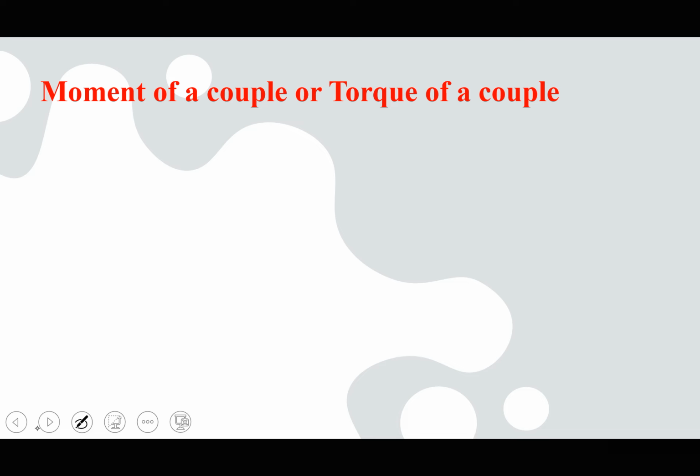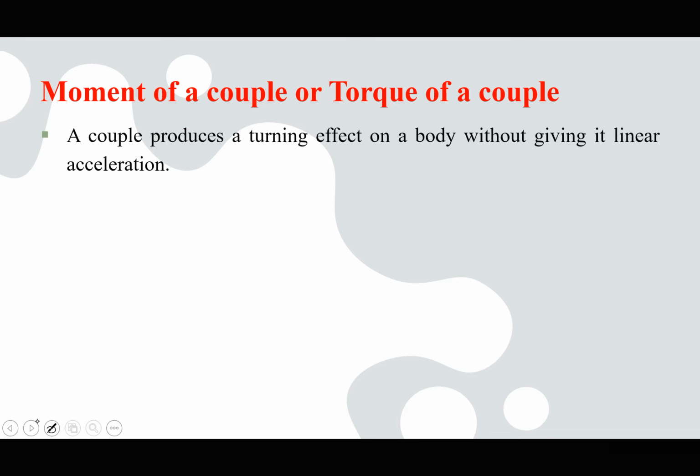Okay, so let's talk about the moment of a couple. Like we have said, a couple causes rotation. So it produces what we call a turning effect on a body. It does not give a linear acceleration, in other words, that's what makes the body move from one point to another, but it causes the body to rotate about the same point.